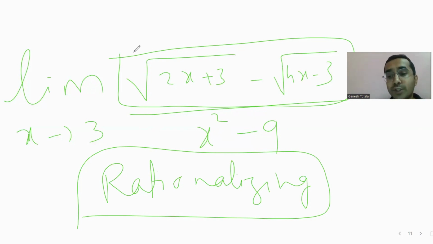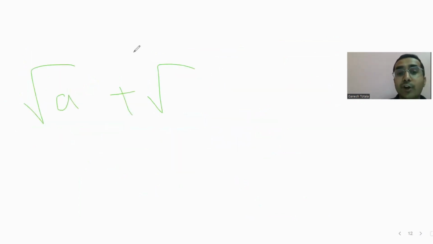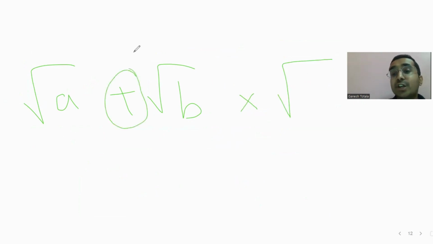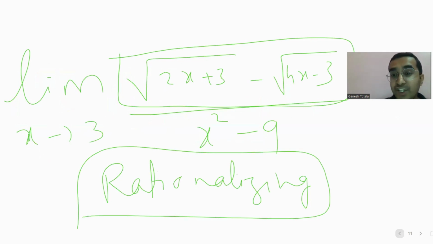Now, what do you understand by conjugate? Suppose I have root of a plus root of b in the numerator. When I have to rationalize it, that means I'm going to multiply by the conjugate of it. The conjugate is just changing the sign. So the conjugate of root a plus root b will be root a minus root b. Just change the sign. If it's negative, it will be positive.